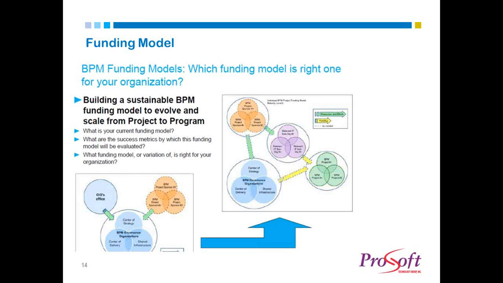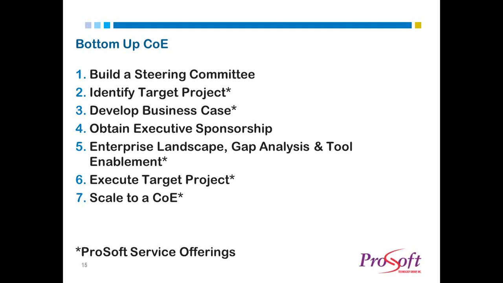But there are these 7 steps to executing a bottom-up CoE, which is you have to build a steering committee, you have to figure out a particular project that you can do as your first project, understand the value proposition completely, understand any gaps in your tooling, in your platforms, and then execute on this target project and scale it up to a CoE. So basically go from a project to a program to a CoE. And of course, at various points on this journey, we at ProSoft have established best practices that we can help you with.